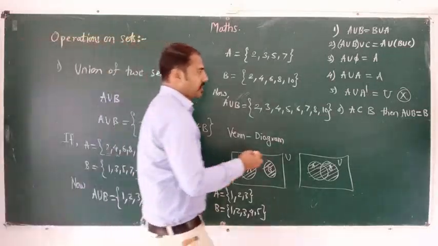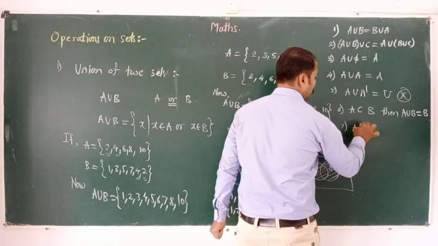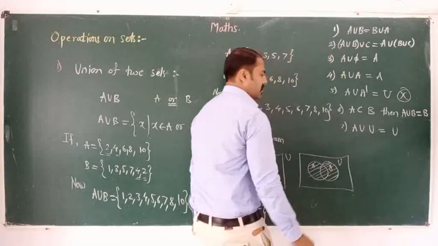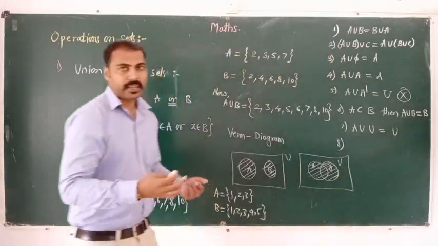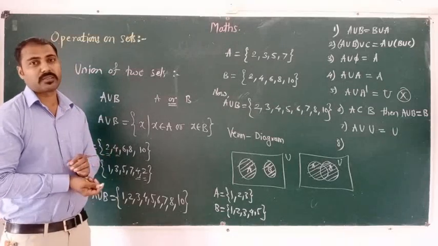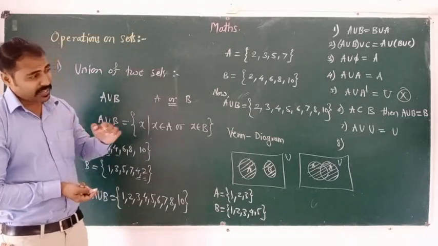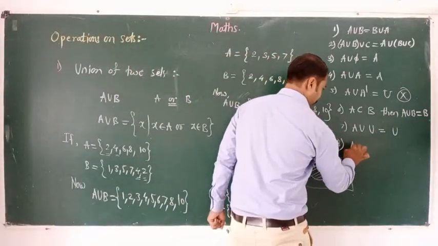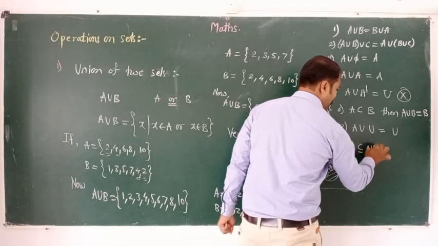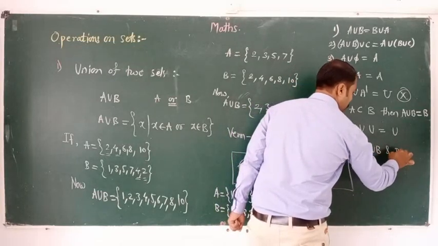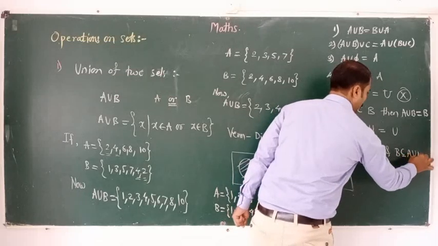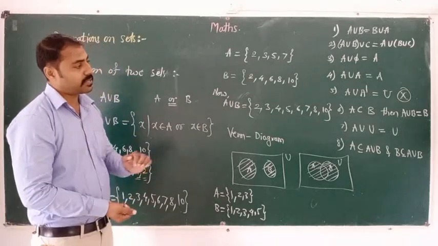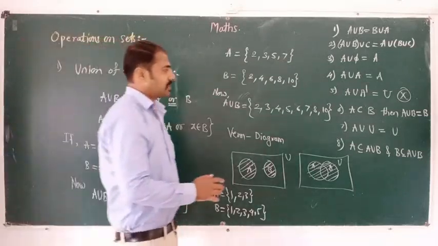If we take the union of A and U, A union with the universal set, what is it? Universal set. A union U is the universal set. Then we write A union U is U. And the last one, A is a subset of A union B, and B is also a subset of A union B. These are called properties of union.